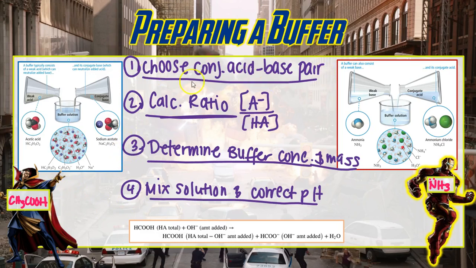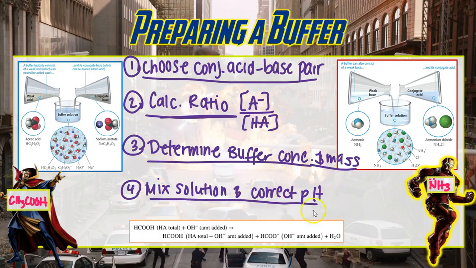You have to choose the conjugate acid-base pair that you want to use. You have to calculate the ratio of your conjugate base and your weak acid using the Henderson-Hasselbalch equation. You can use that, of course. And then you have to determine the buffer concentrations and the mass. Once you have the mass, that's the mass that you're going to mix in the solution to get whatever amount they're looking for.